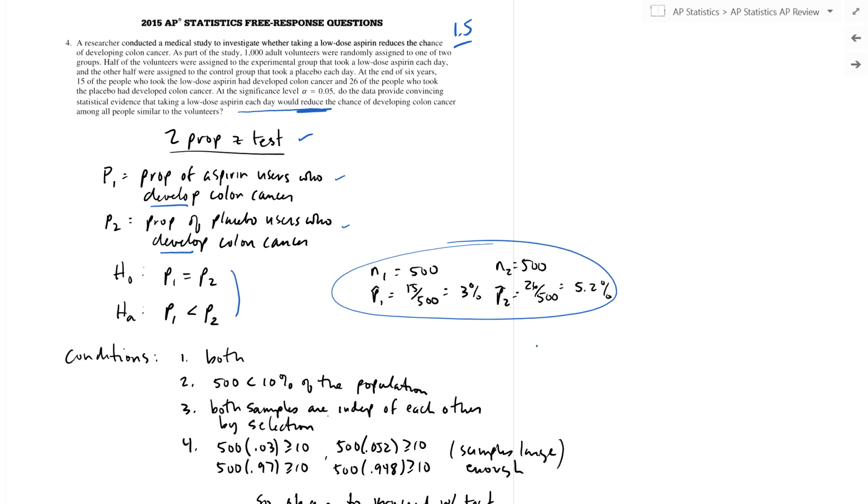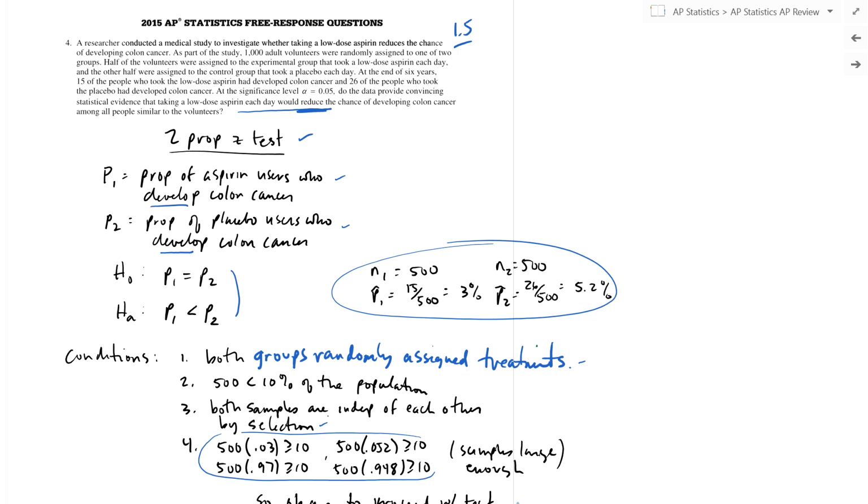We have to say both groups were randomly assigned the treatments. If they're randomly assigned the treatments, then we're good. 500 is certainly less than 10% of the population. Both samples are independent of each other by how they were randomly assigned to the treatment groups. And then you have to check each of these conditions to make sure that the samples are large enough, so you got to hit on those. So it's okay to proceed with the test.